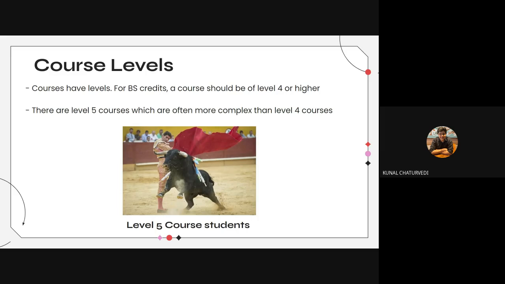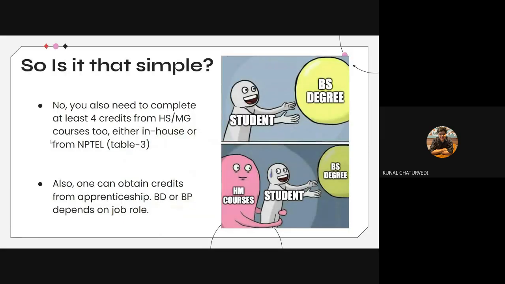They are not as stringent as in BSc, but you have to surely complete these: 2 level 4 BP courses, 2 level 4 BD courses, and 4 credits from HM category. These can come from the IIT-M BS electives as well, or you can transfer them from NPTEL as well. So there are different ways to complete it. I'm just giving the overview for now, and then we'll move on to the specifics of all of this.